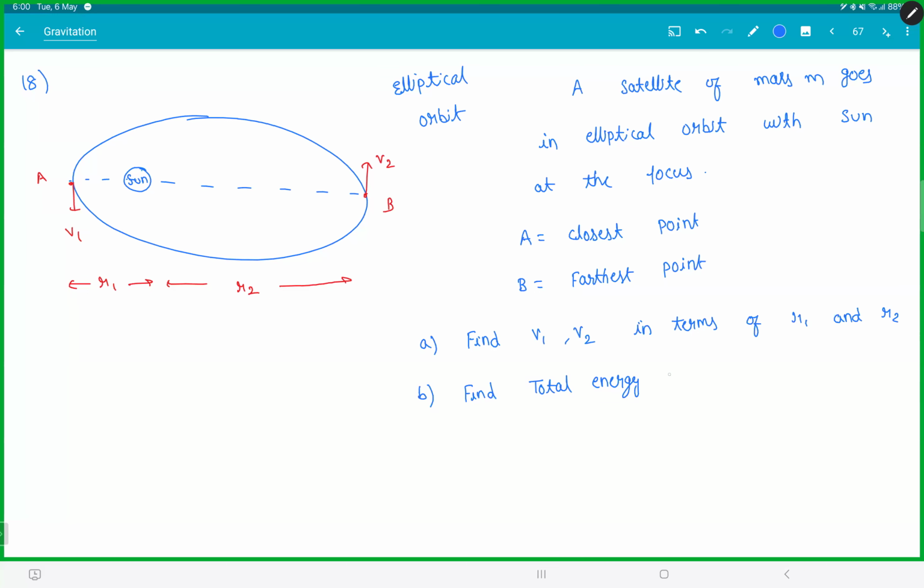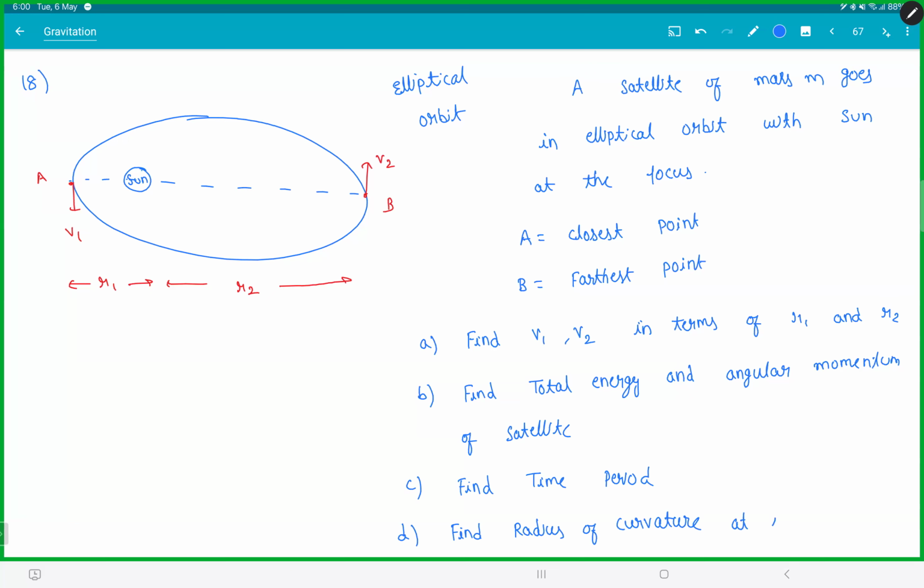This will be another proper advanced paragraph question. Find the time period, the time period for one rotation, one complete thing. Find the radius of curvature at A and B. And if you see, these are the kind of questions which we didn't do in electrostatics.